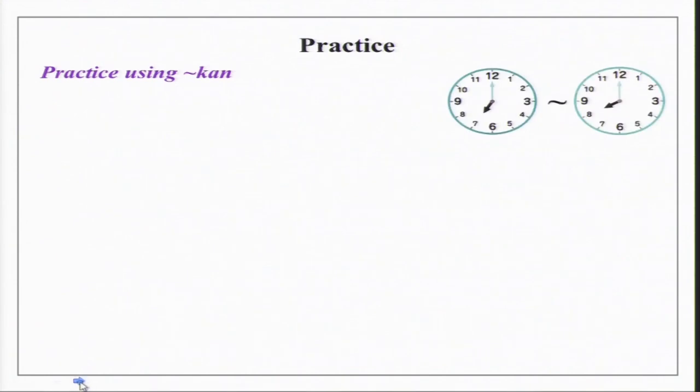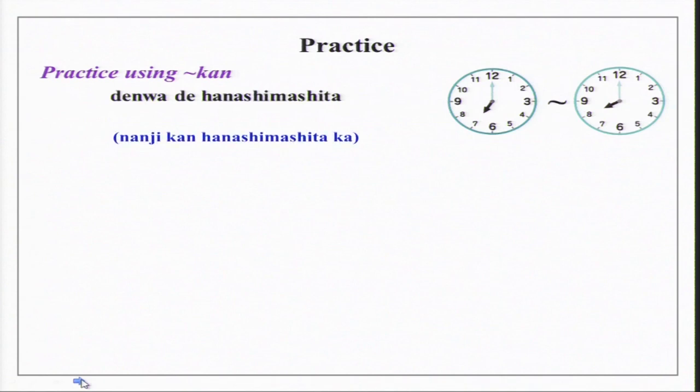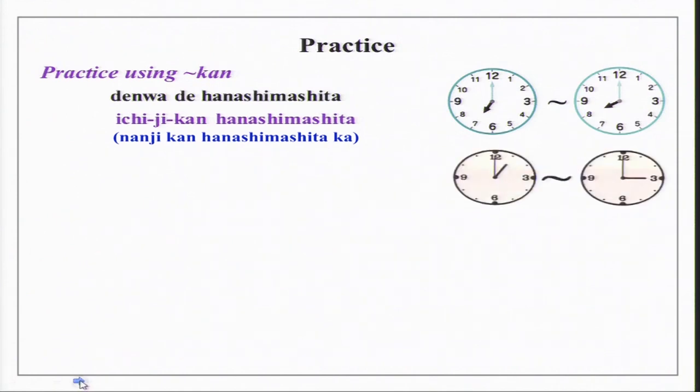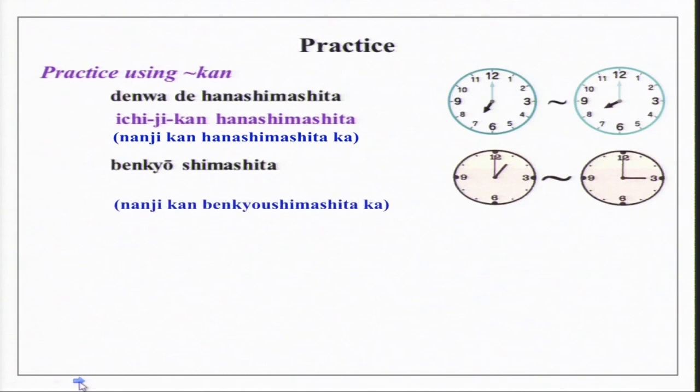Now, how to use kan? You can practice over here. You have the time shichiji kara hachiji made. Nani wo shimashita ka? Shichiji kara hachiji made denwa de hanashimashita. Nanjikan hanashimashita ka? Ichijikan hanashimashita. Again you have time. Ichiji kara sanji made nani wo shimashita ka? Benkyō shimashita. Ja nanjikan benkyō shimashita ka? Nijikan benkyō shimashita. So you can ask your partner now in a similar manner.